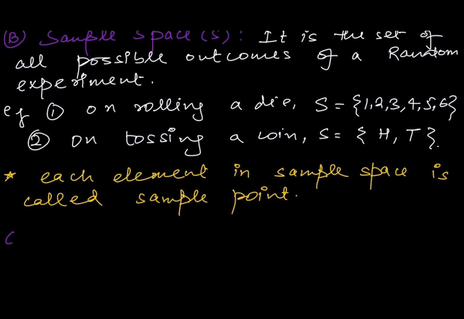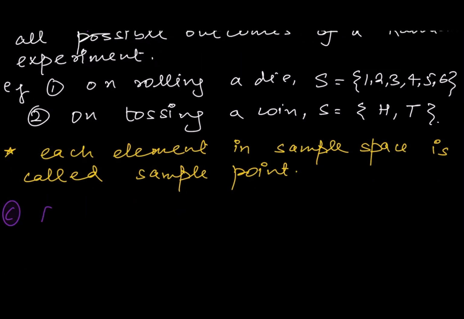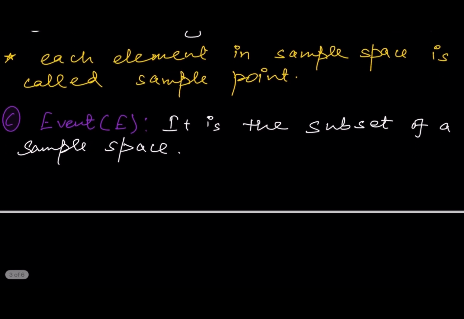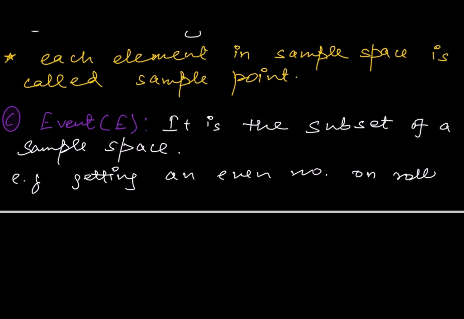Third definition, event, generally denoted by capital E. So event is the subset of a sample space, right? For example, getting an even number on rolling a die. So event E will have possible outcomes as 2, 4, 6, right?